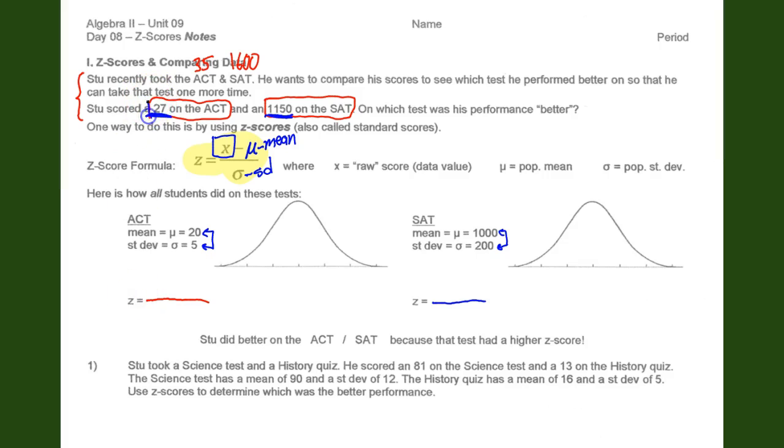Okay, so just take 27, minus the mean, which is 20, divided by 5, the standard deviation. Plug that in the calculator and see what decimal you get. Okay, go ahead and do that.